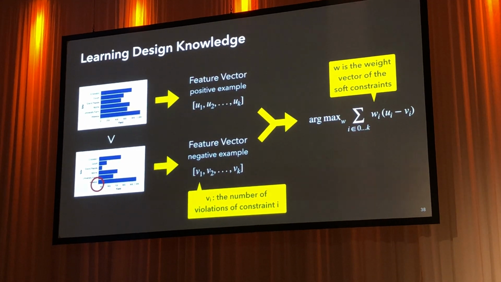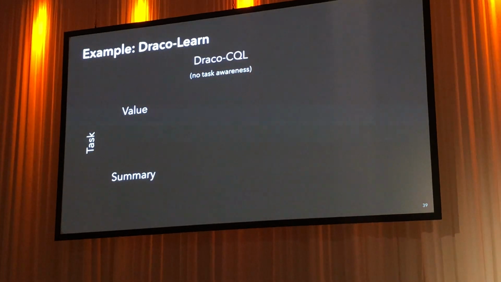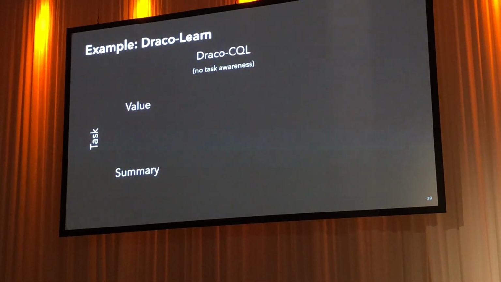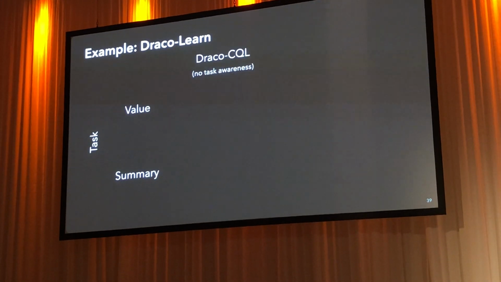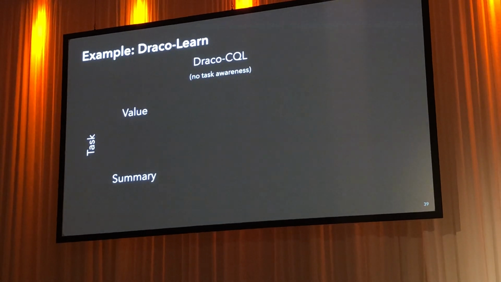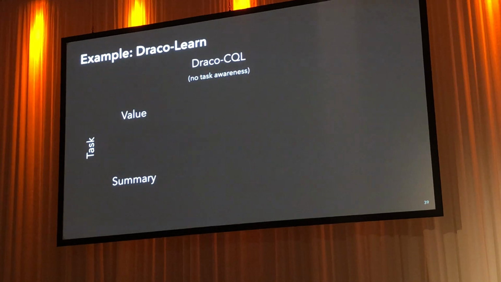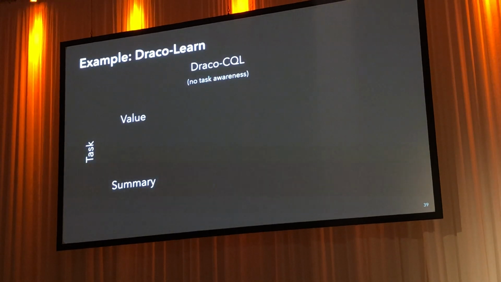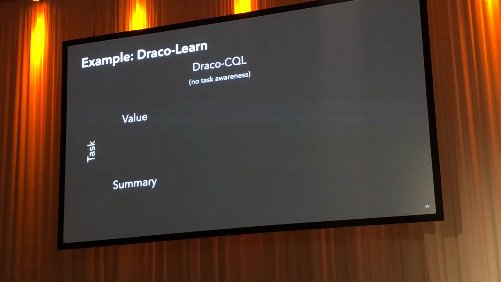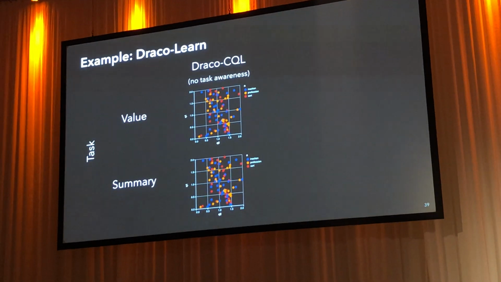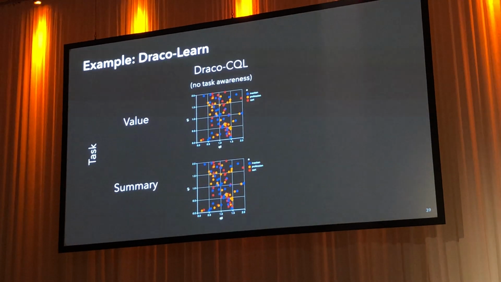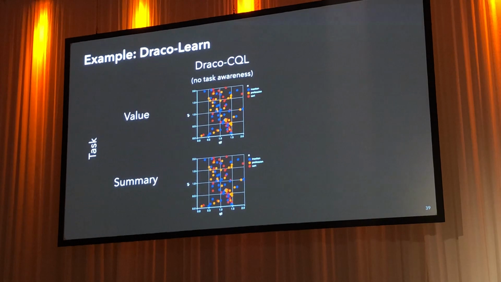So how well does this work? To evaluate it, we looked at Draco CompSQL, which doesn't have task awareness. We tried to build a system that is actually aware of what the user's primary task is. And we have these 2 tasks, value and summary. For one you want to look at a particular value, and for the other you want to look at a summary. And no surprise, we get the same visualization from the system without task awareness.